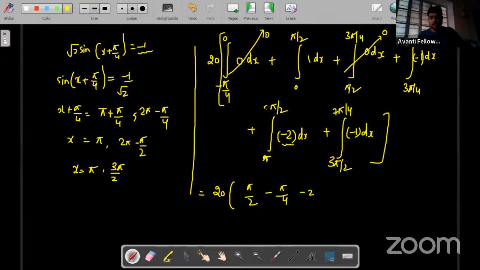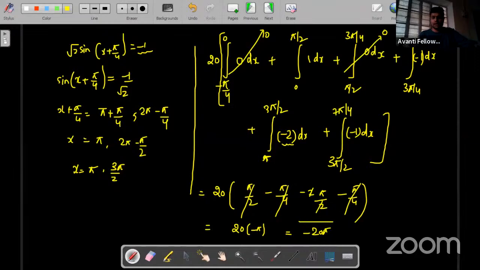This is pi, so 3 pi by 2 minus pi is pi by 2. And lastly, minus 1 times upper limit minus lower limit, so minus 1 times 7 pi by 4 minus 6 pi by 4, which is pi by 4. So pi by 4 and pi by 4, because the negative sign is there, will cancel out, plus pi by 2. And the 2 and 2 cancel out, so we are getting 20 into minus pi, which is nothing but minus 20 pi.